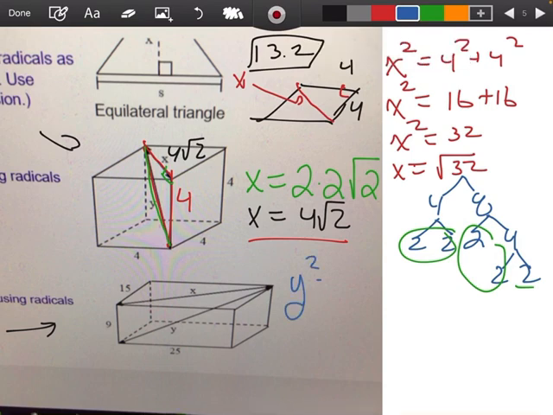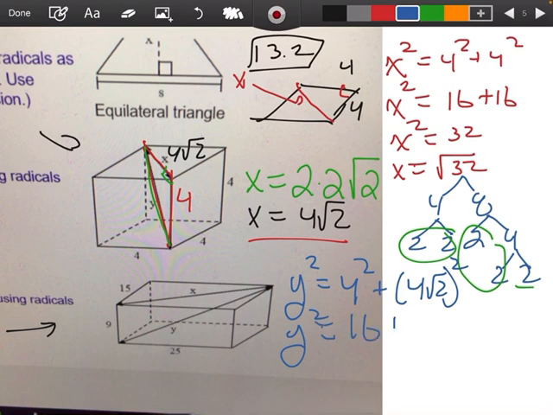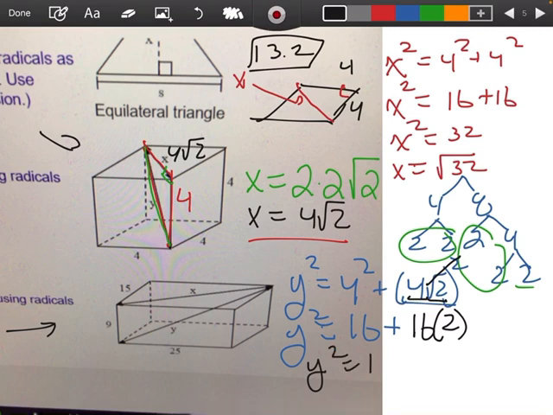Okay, y squared equals 4 squared plus 4 square root of 2 squared, okay? So y squared equals, okay, we already know 4 squared is 16. Y'all, when I'm squaring something like this, what I'm going to do is I'm going to square the 4, which is 16. When I square the square root of 2, those cancel each other out, and that just gives me a 2. Okay. So this is 16 plus 16 times 2 is 32. That should be something like, say, 48.